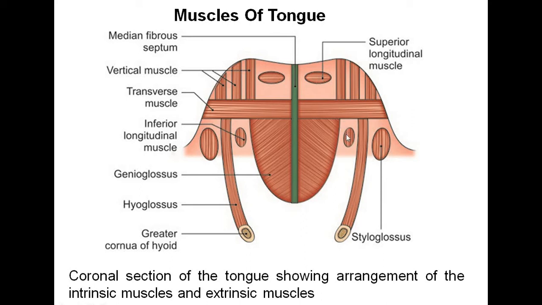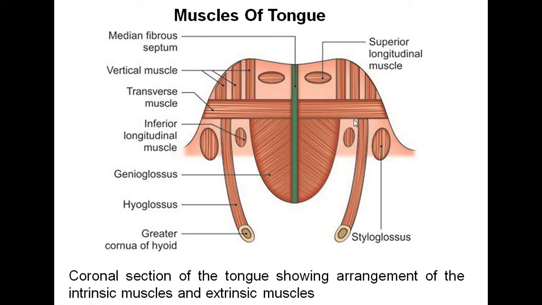The inferior longitudinal muscle is close to the inferior surface and it is present between the genioglossus and the hyoglossus muscle. Contraction of these inferior longitudinal muscles shortens the tongue and makes the dorsum convex.